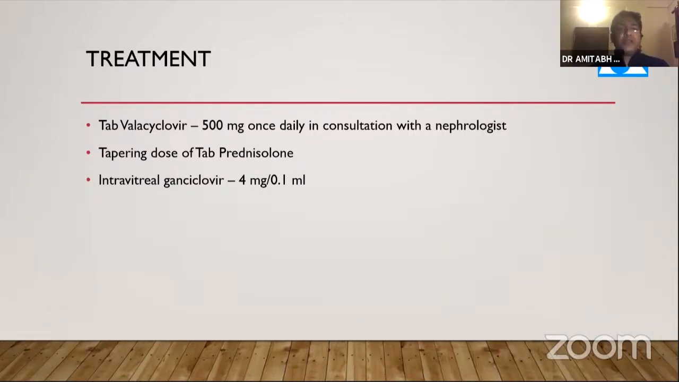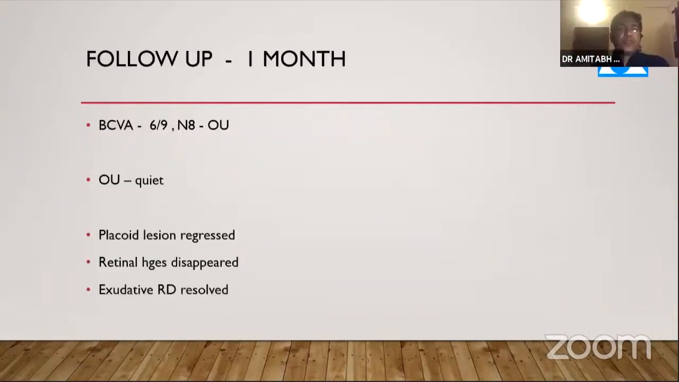We topped it up with intravitreal ganciclovir, and at 1 month, his vision improved to 6/9 and 6/8 with quiet eyes. The placoid lesion regressed, the retinal hemorrhages disappeared, and the exudative retinal detachment resolved. An OCT at this point of time revealed the resolution of cystoid macular edema in both the eyes, but we did see some amount of subfoveal SRF in both the eyes.